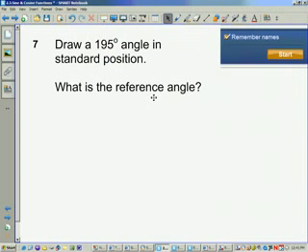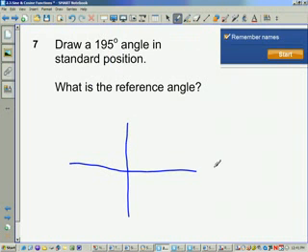Let's try it for 195. If I did 195, that's not my straightest line, but hopefully you can deal with it.